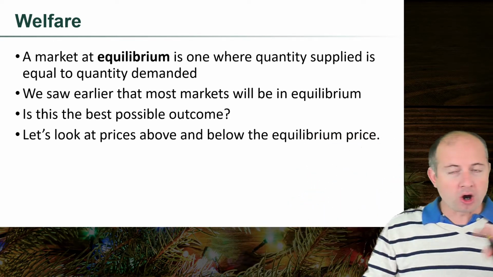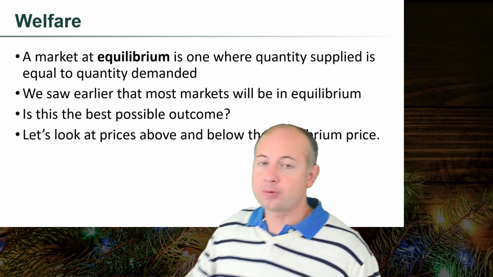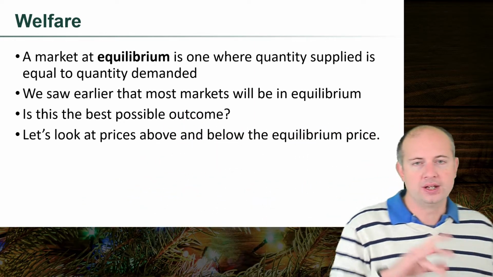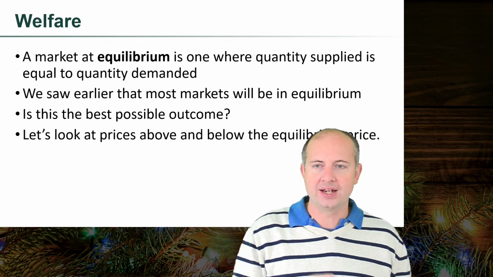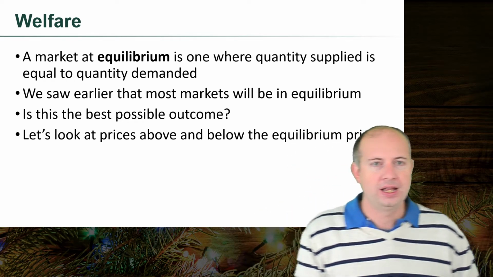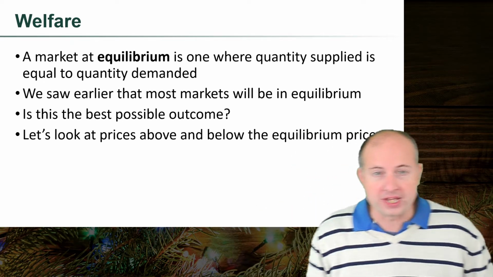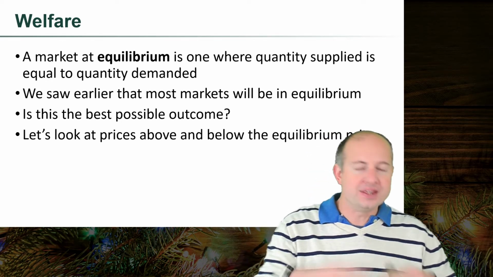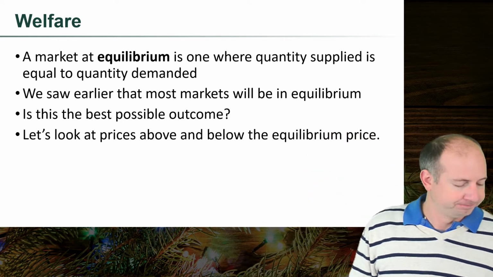We had the Marios and the Luigis, and so when the price was above the equilibrium price, what would happen is the sellers would undercut each other until we got to equilibrium. If the price was below the equilibrium price, there'd be a bidding war as the buyers bid the price up until we got to equilibrium.